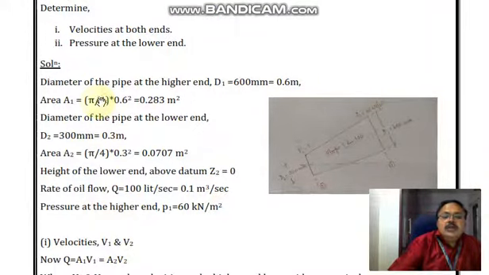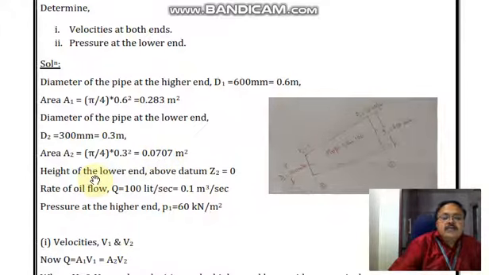Now, the diameter of the pipe at the higher end is given that D1 is equal to 600 millimeter, that is 0.6 meter. So, the area at the higher end is pi d square by 4. So, we are getting area here. The diameter of the pipe at the lower end, that is here, D2 is equal to 300 millimeter, that is 0.3 meter. So, area of the pipe at section 2 is pi d square by 4. That is what we are getting here.